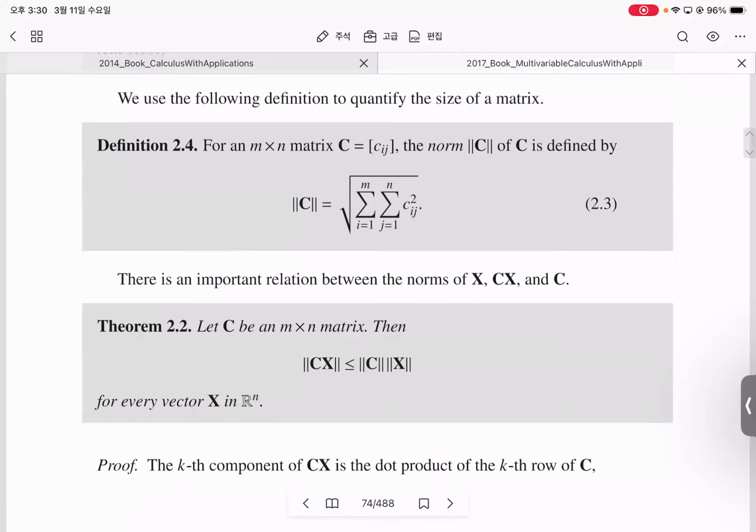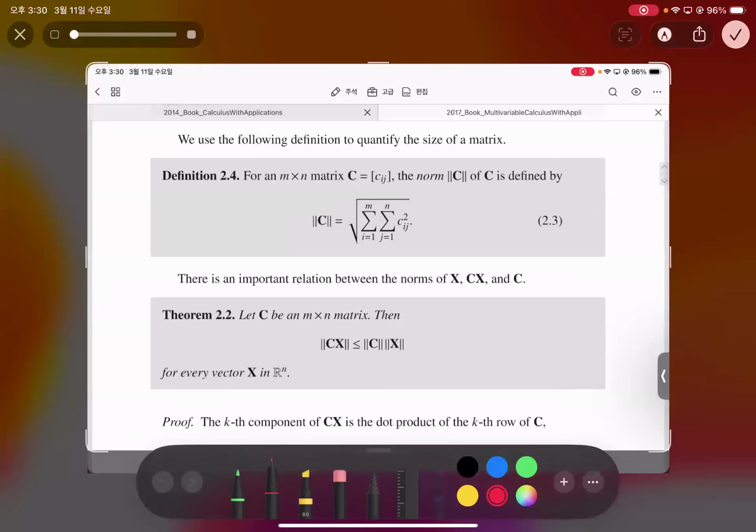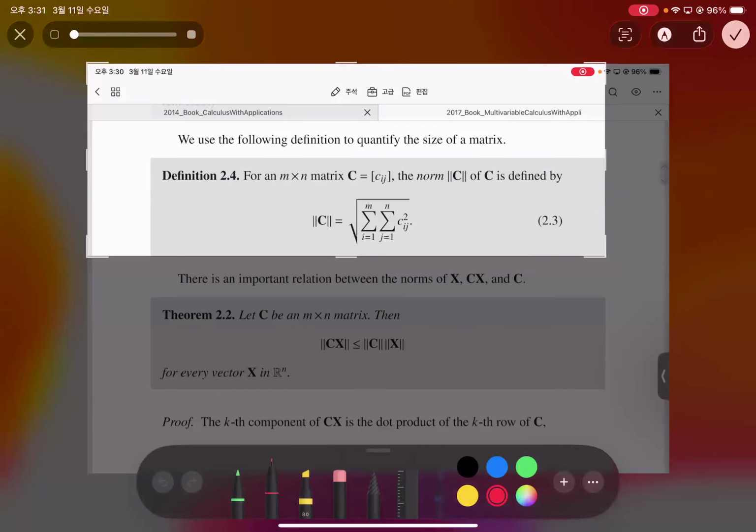You're slightly behind the schedule, but okay. But I guess I will need to speed up a little bit.